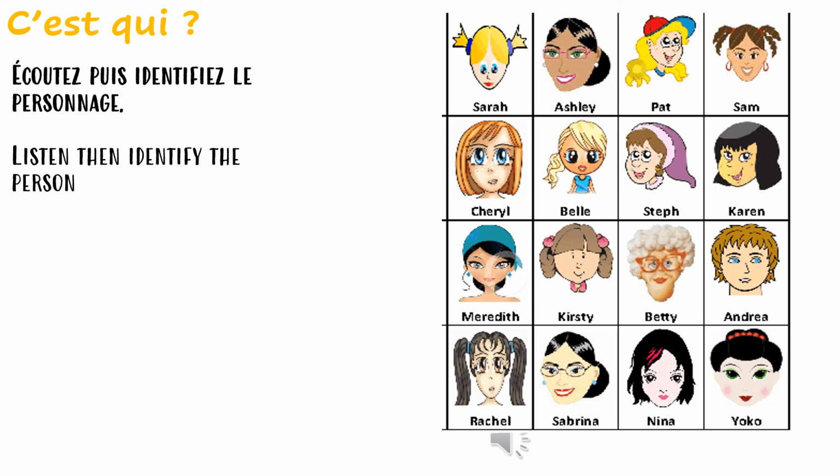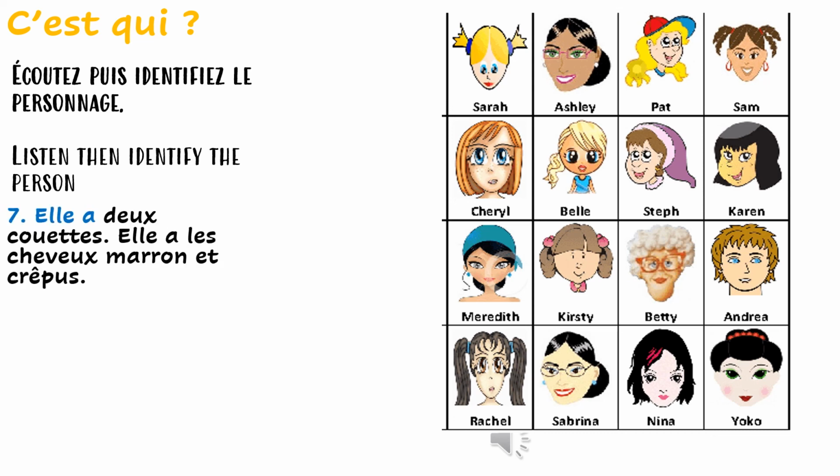Oui, on y va, des nouvelles photos, new pictures, let's go. Ce sont des filles, girls now. Ok, donc elle a deux couettes, elle a les cheveux marrons et crépus. C'est qui? Who is it? Let's see who it is. Deux couettes. Les cheveux marrons et crépus.